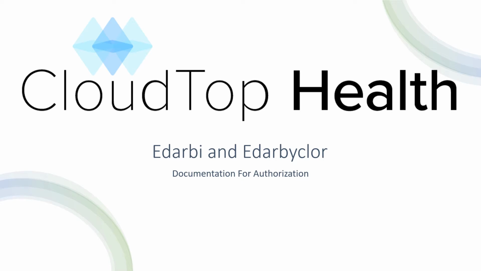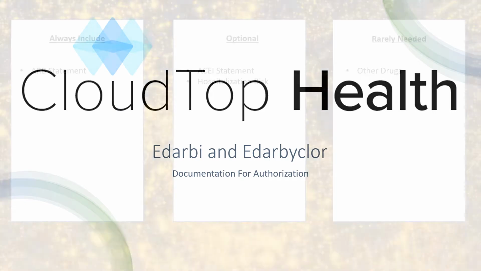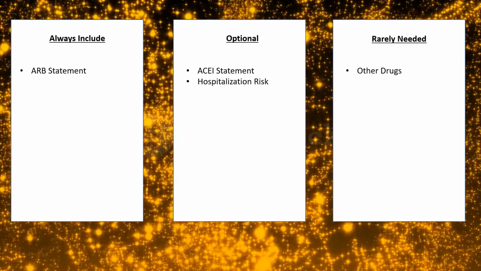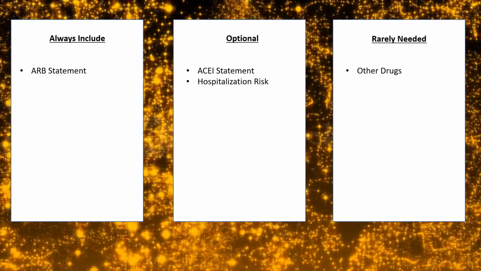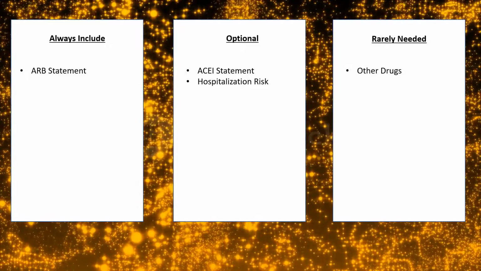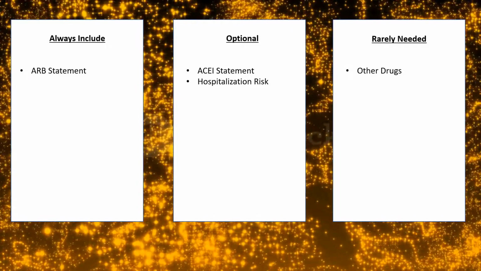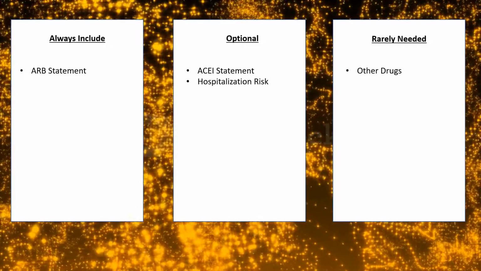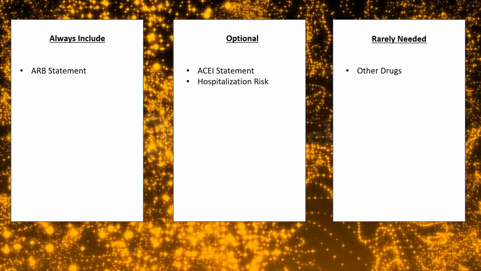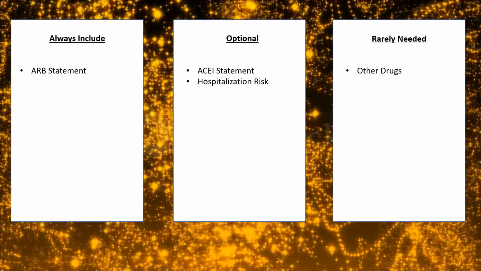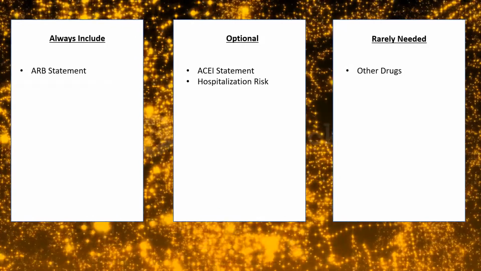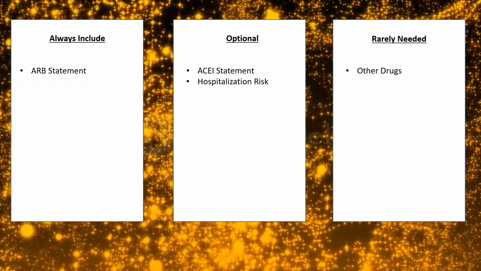Today we're going to go over what is needed for Edarbi and Edarbyclor prior authorizations. For Edarbi and Edarbyclor prior authorizations, there's only one very important piece of information for the request, and that is the ARB statement. What ARBs have they tried in the past? These include drugs such as losartan, valsartan, olmesartan. The rest of the drugs are very rarely asked for.